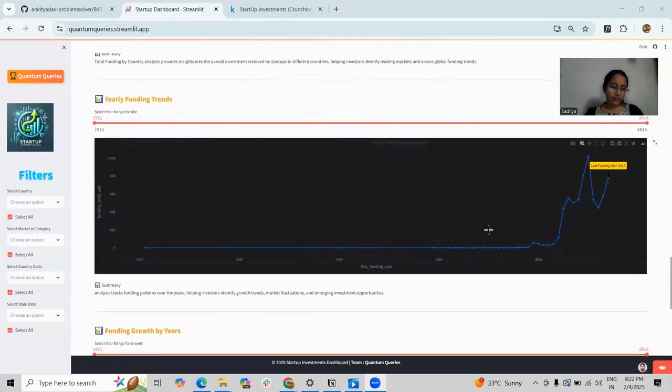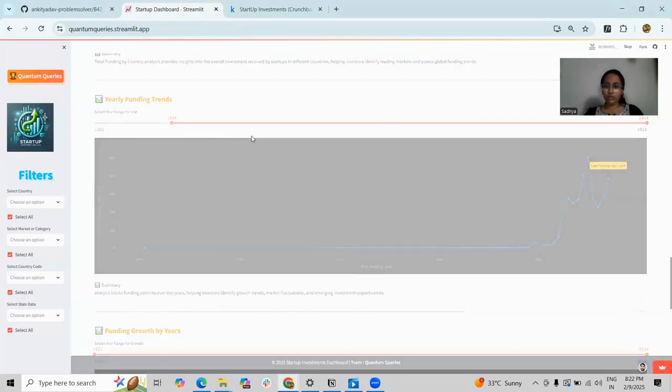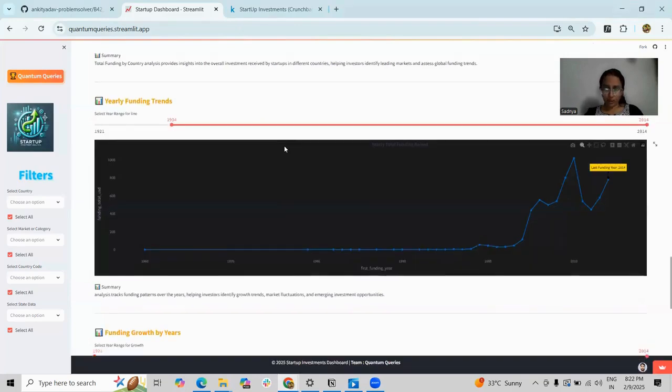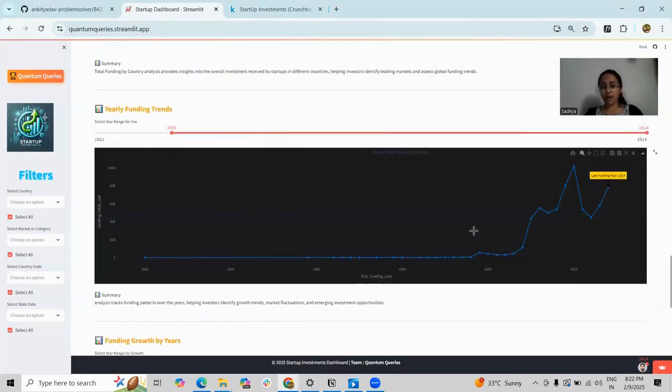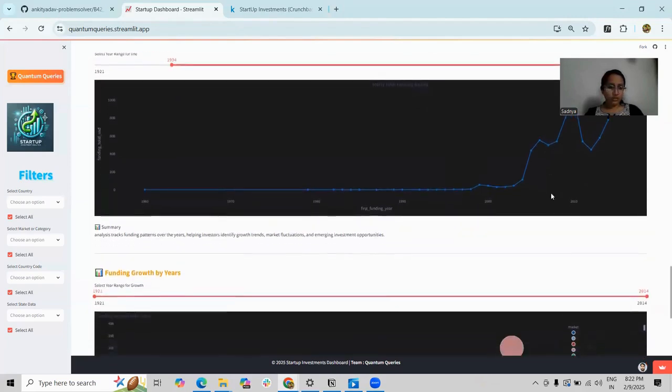Again, here the yearly funding trend analysis tracks funding patterns over the years, helping investors identify growth trends, market fluctuations, and emerging investment opportunities. So if I want to check the particular market trend from 1934 to the last year, that is 2014, I can get a particular market trend, where exactly the market went down, and where exactly startup funding went on rising. So this is the yearly market trend.